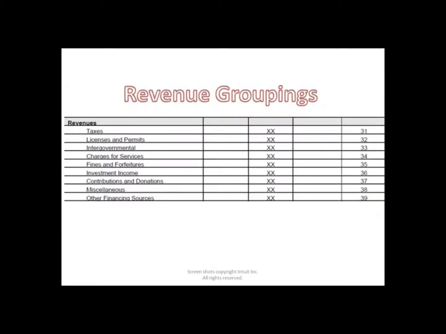How do you know what the groupings are? The Uniform Chart of Accounts groups our revenues into 9 different categories. Taxes are the 31 category. The licenses and permits are 32. Intergovernmental, 33. Charges for services, and you can see the remainder of the list. These are the 9 categories that the Uniform Chart has actually established.